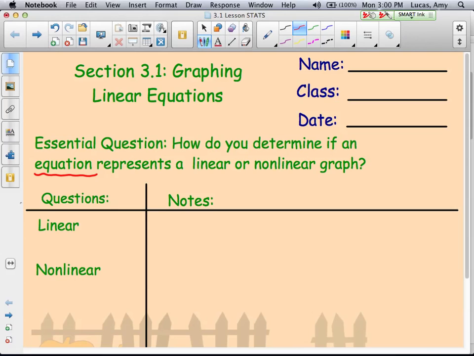Linear. If you look at the word linear, the first 4 letters tell you everything you need to know. The first 4 letters spell the word line. So if something is linear, its graph is a line.